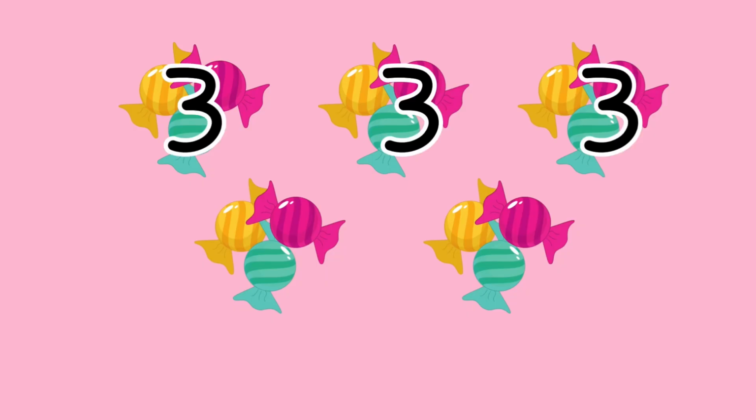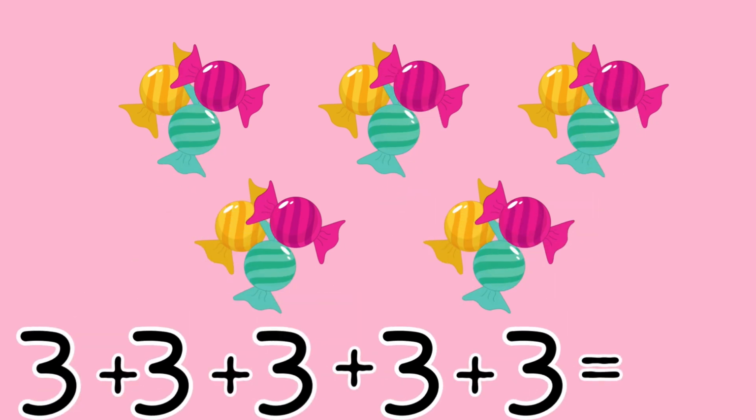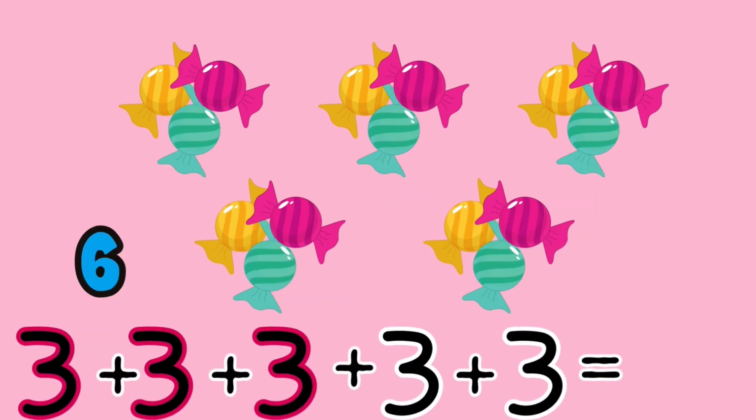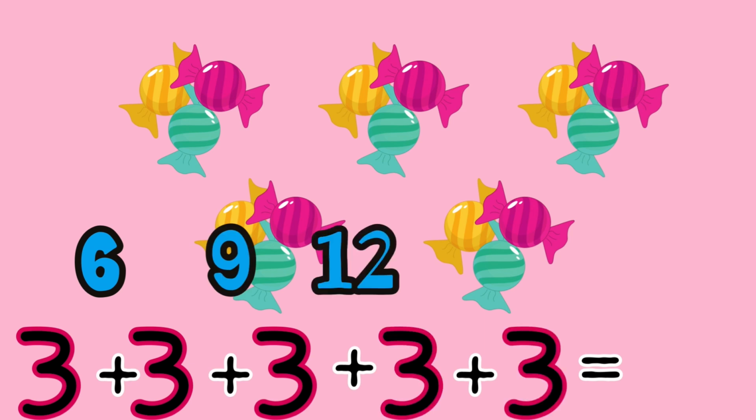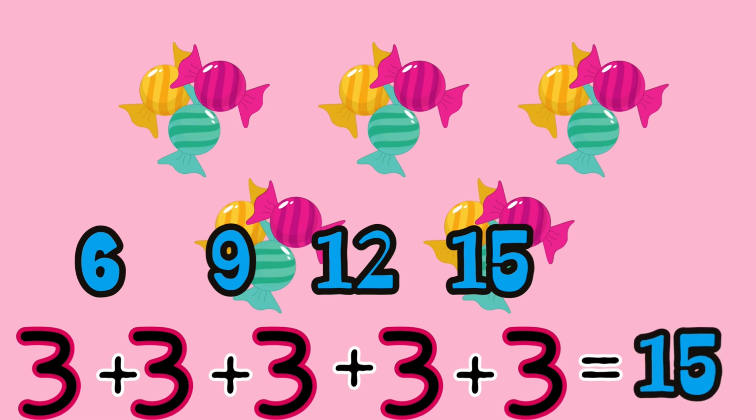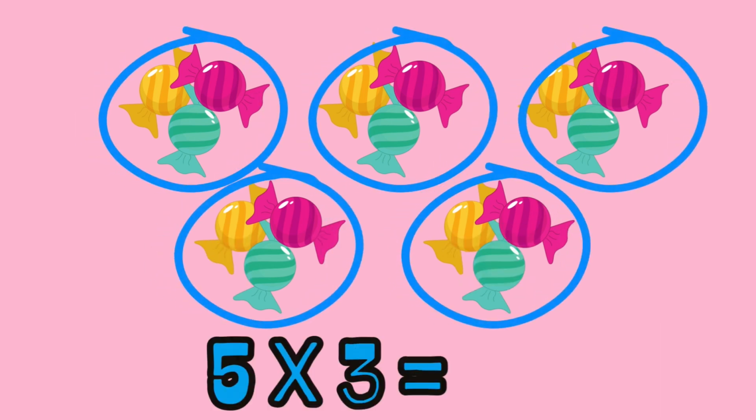Let's see what's the multiplication equation that we can use to solve this problem. How many times do you see the number 3? How many groups of 3 candies do we have? 5 groups. So that means that we're supposed to add the number 3 5 times. So that also tells us that we can write the multiplication equation 5 times 3 equals 15.